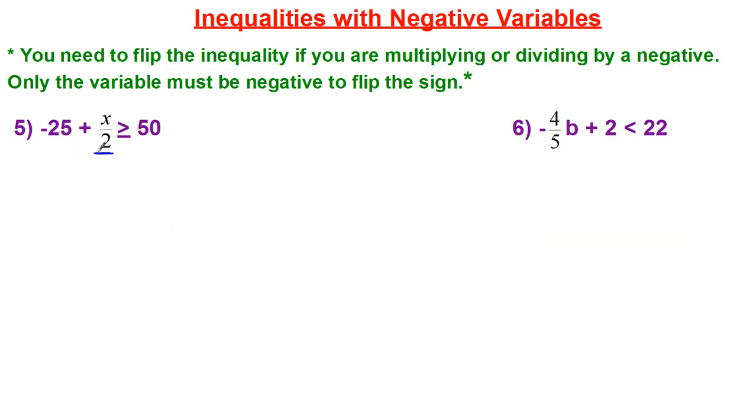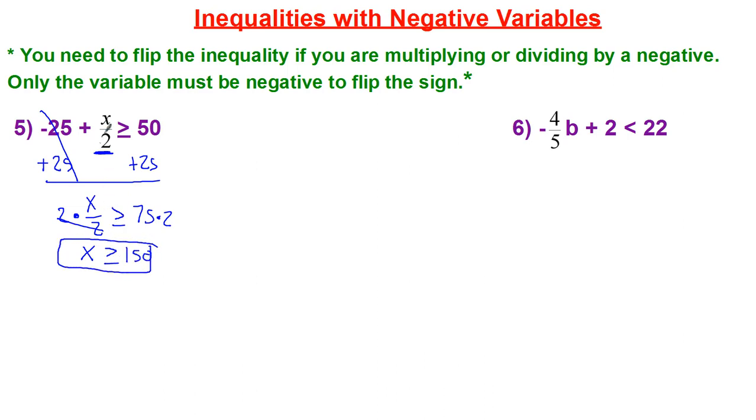Okay, once again, I'm trying to get to my variable, so I have to do that last. The opposite of negative 25 is positive 25, so I'm just going to go ahead and add 25 to each side. x over 2 is going to be greater than or equal to 75. Now, in this case, there is no negative here. So you have to understand that if there's no negative, I don't have to flip that sign. So all I'm going to do now is multiply by 2 and multiply by 2. So x is greater than or equal to 150. I do not have to flip the sign if my variable does not have a negative.